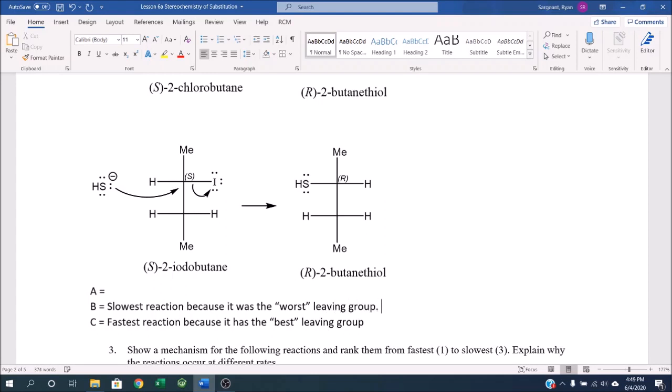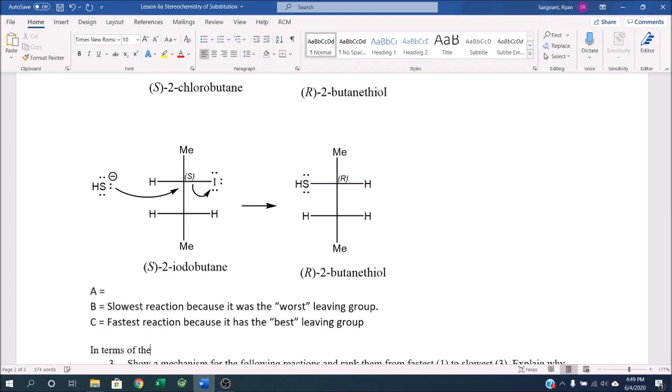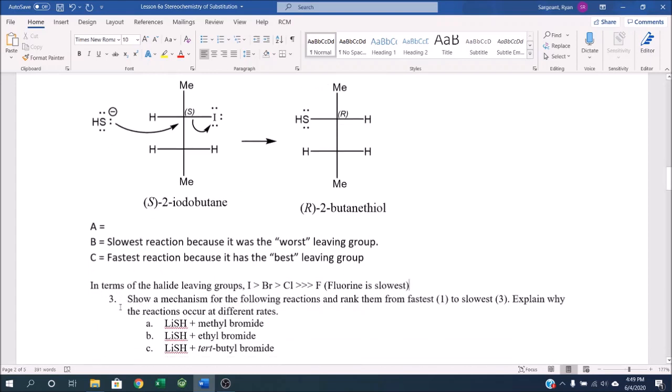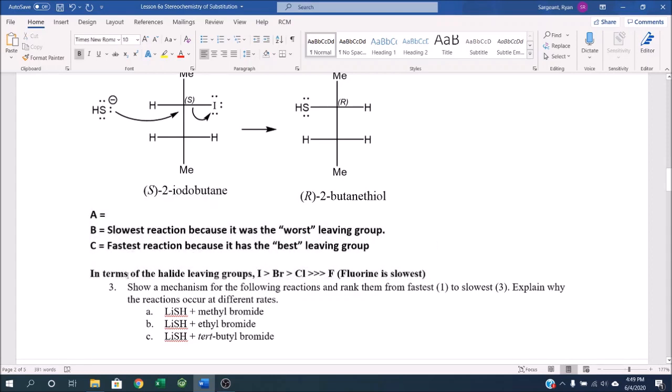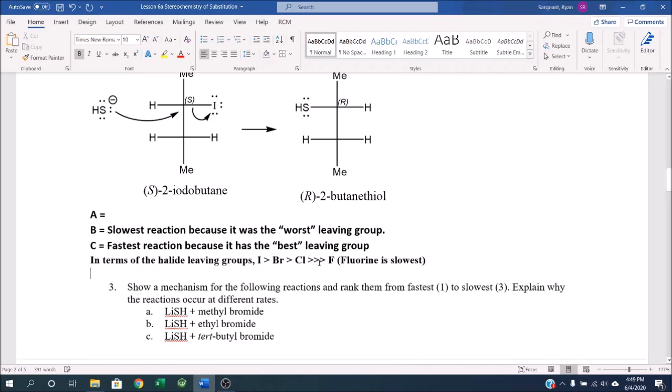For the sake of your own notes, you should add this in the bottom: in terms of the halogens, actually they're halide leaving groups, iodine is faster than bromine, is faster than chlorine, and is much, much, much faster than fluorine. And so fluorine, just so you know what that greater than symbol is referring to, fluorine is the slowest. So somewhere in your notes, you want to make sure that you have that written down so that when you forget about it on the exam and you're licking your wounds, you can go back and feel really bad because you actually wrote it down and forgot to learn it.